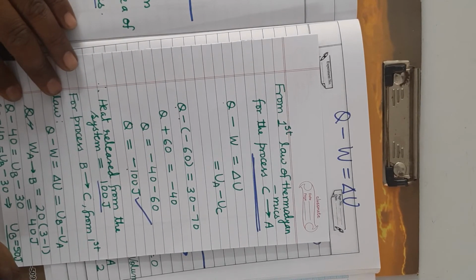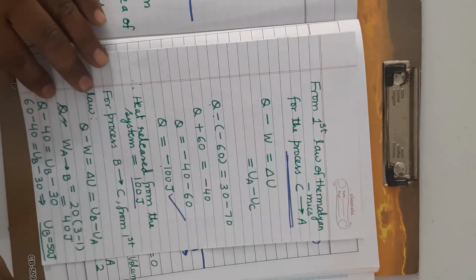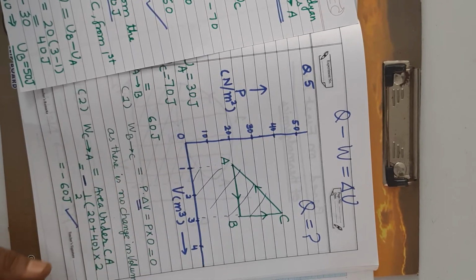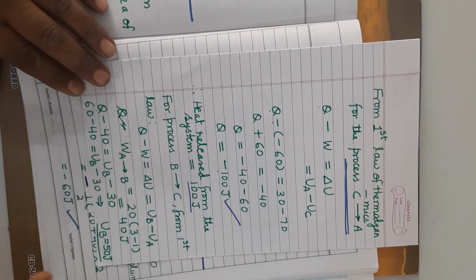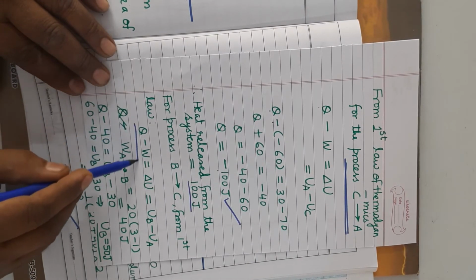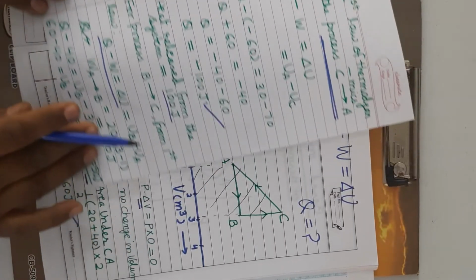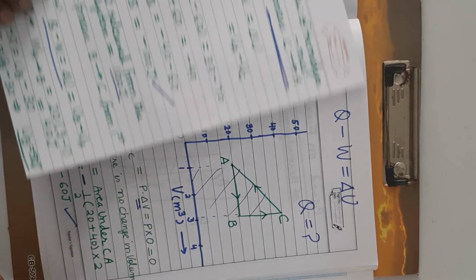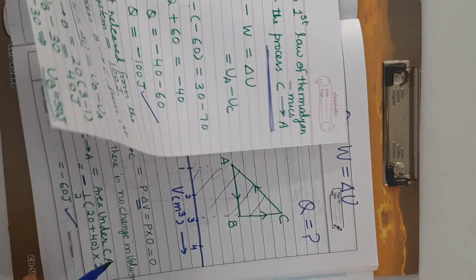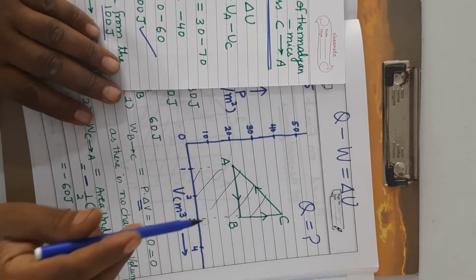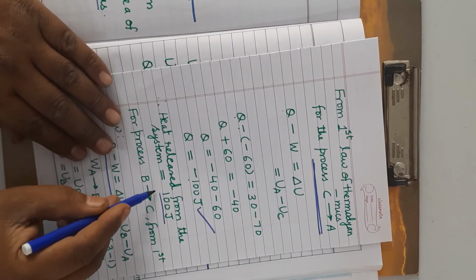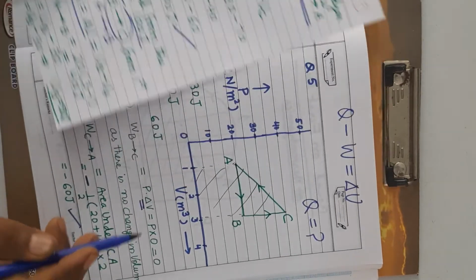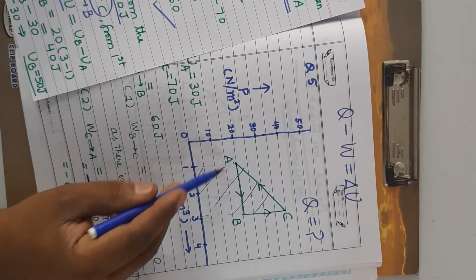Now in the third part, you have to find the value of UB. So we will take the process A to B. Once again we will do the same thing, using the first law of thermodynamics. Q minus W equals delta U. This is from A to B, as you can see here. This is not the correct labeling. This is A to B, not B to C. So Q minus W equals delta U, that is UB minus UA.